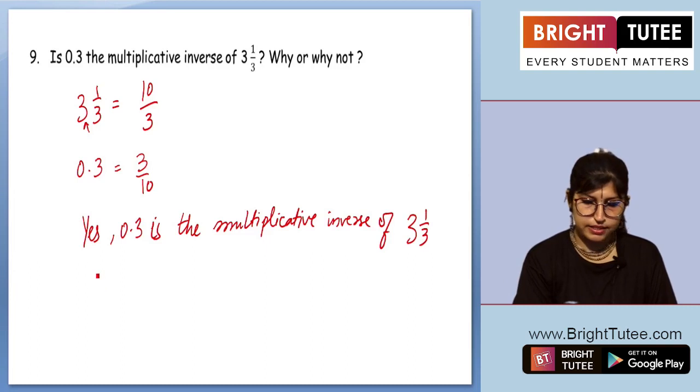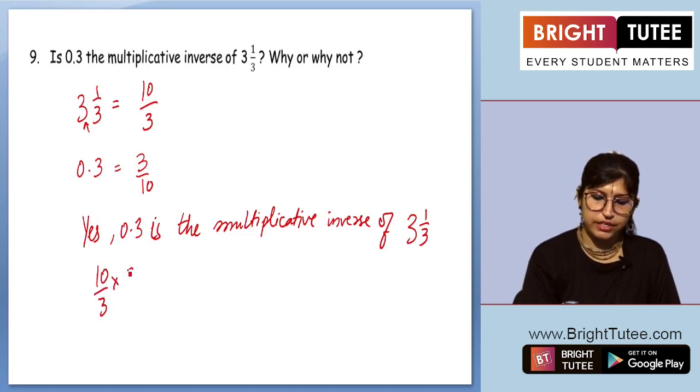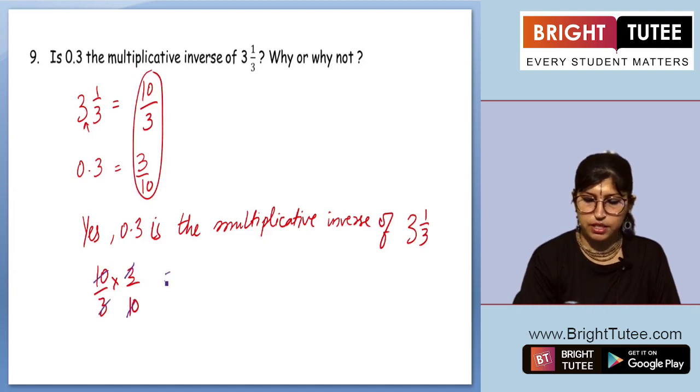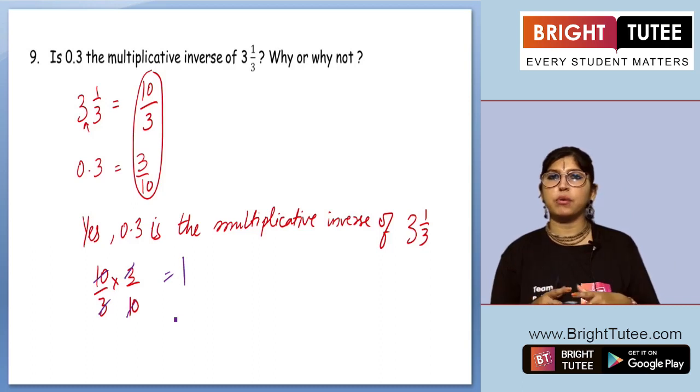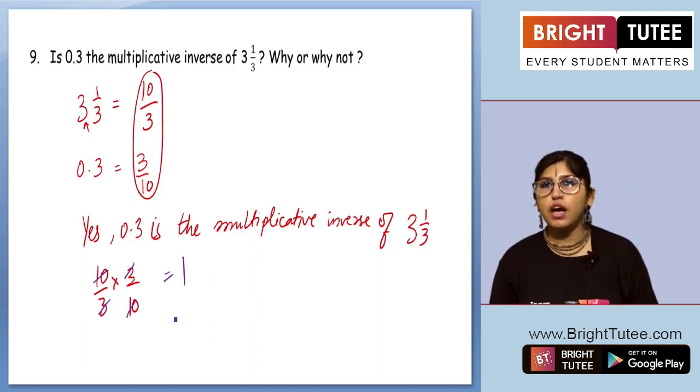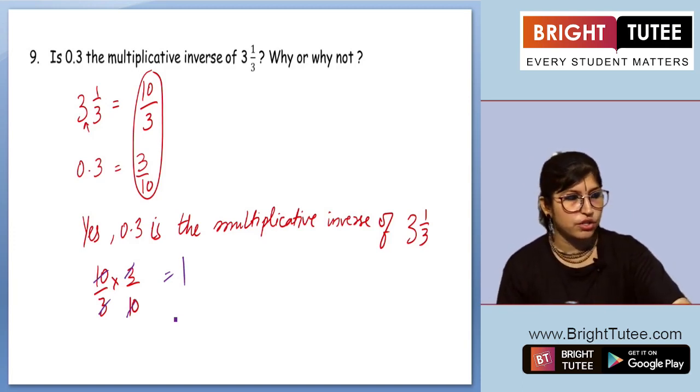Why? As 10 by 3 and 3 by 10, these two numbers, we can just check that out, we can cancel them out, we will be getting the product as 1. So if you are getting the product of two numbers as 1, we can say that one is the multiplicative inverse of the other rational number. So this is question 9, which is the answer of it.